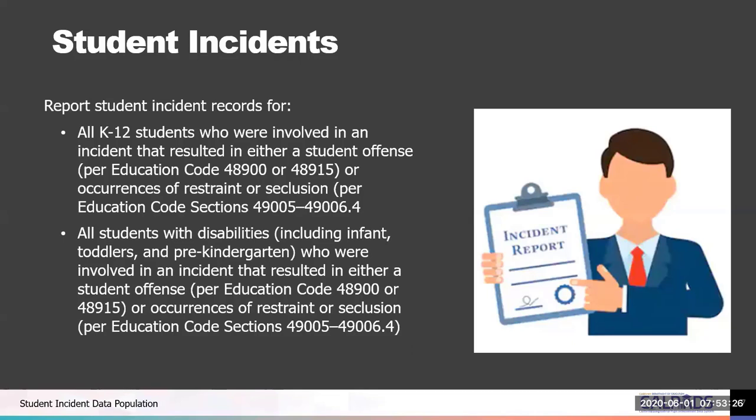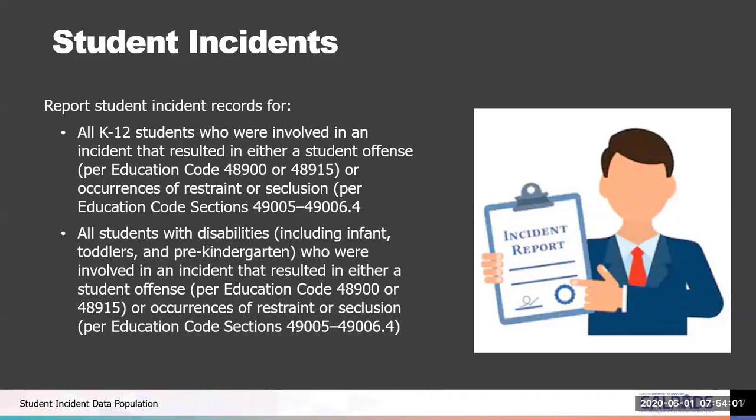So what are the incidents that are required? LEAs should report all incidents for K through 12 students who were involved in an incident that resulted in either a student offense or an occurrence of restraint and seclusion. Please note the education codes that define and outline the student offenses, 48900 or 48915, or restraint and seclusion, 49005 and 49006.4.